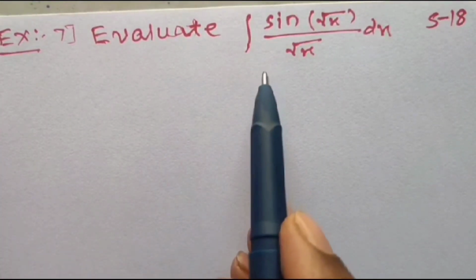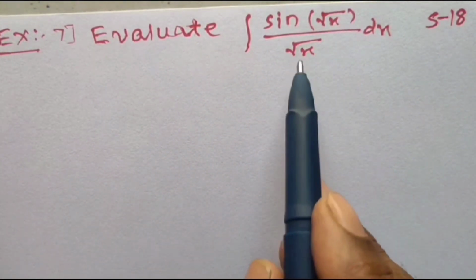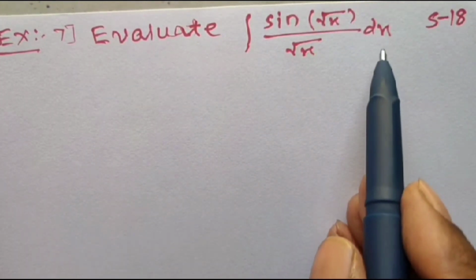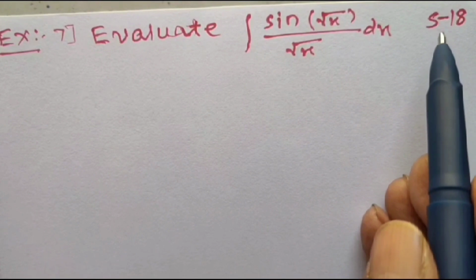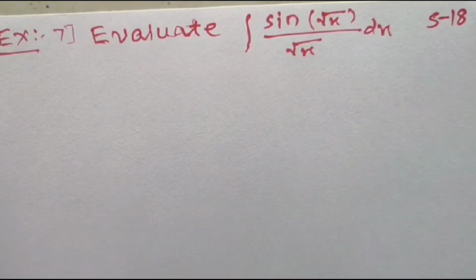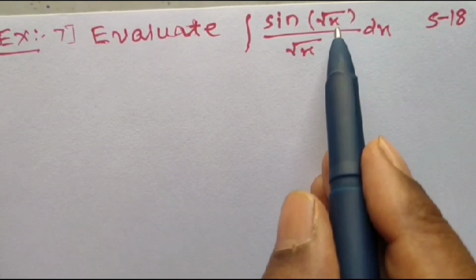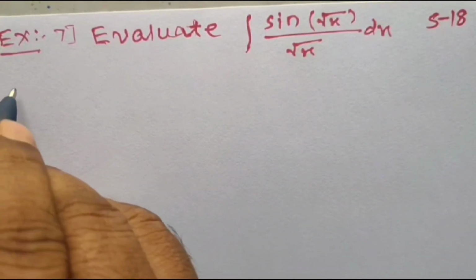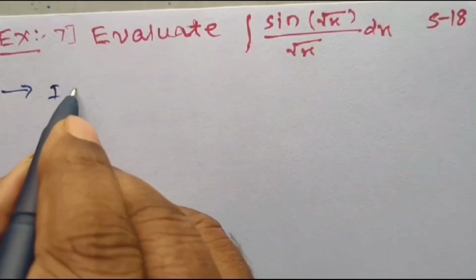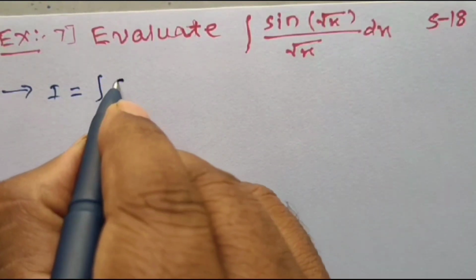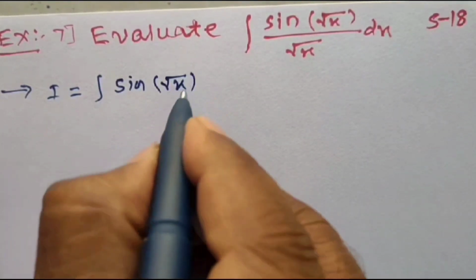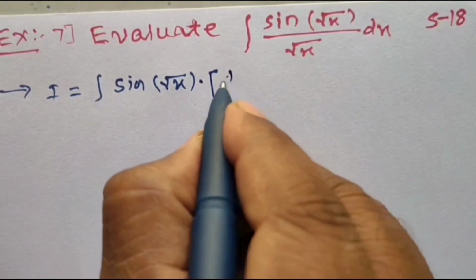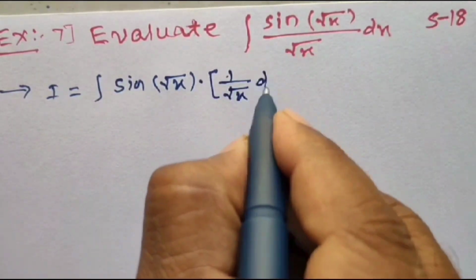Let us solve sum number 7. Evaluate the integral of sine of root x divided by root x with respect to x. This sum appeared in summer 2018 for 2 marks. Here the derivative of root x is 1 upon 2 root x. So first of all you can write the integral like this. I is equal to the integral of sine of root x into 1 upon root x dx.